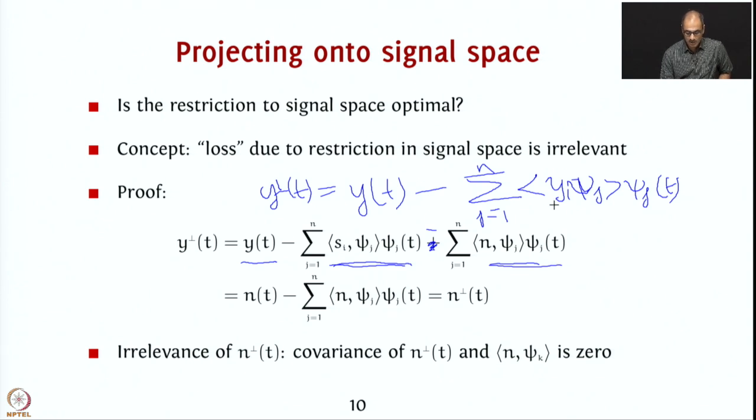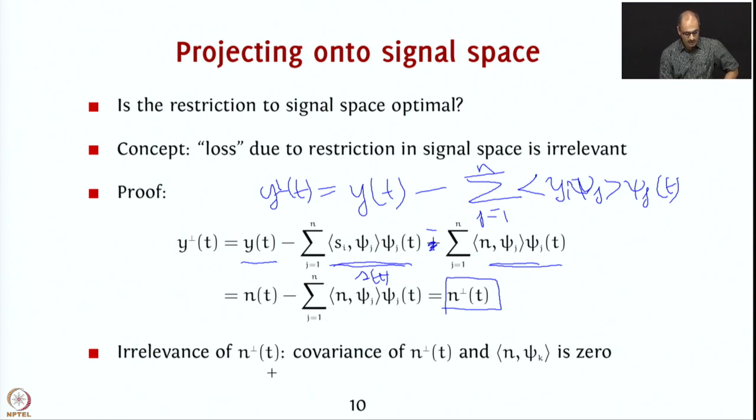How does this reflect? If you now write y of t as s of t plus n of t, this particular part will cancel directly, because s of t is fully captured. So if you now look at y of t minus s of t, you get n of t minus summation of inner product n comma psi j times psi j of t, and let us call this n perpendicular of t. That is, that part of the noise that is not along the part that you observe, which is along psi 1, psi 2 and psi n. So we are saying this n perpendicular, which is the part that is lost because of your projections, is irrelevant.